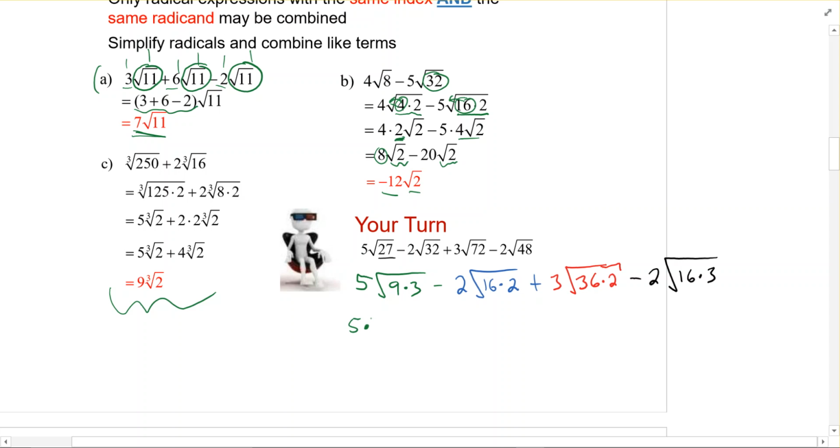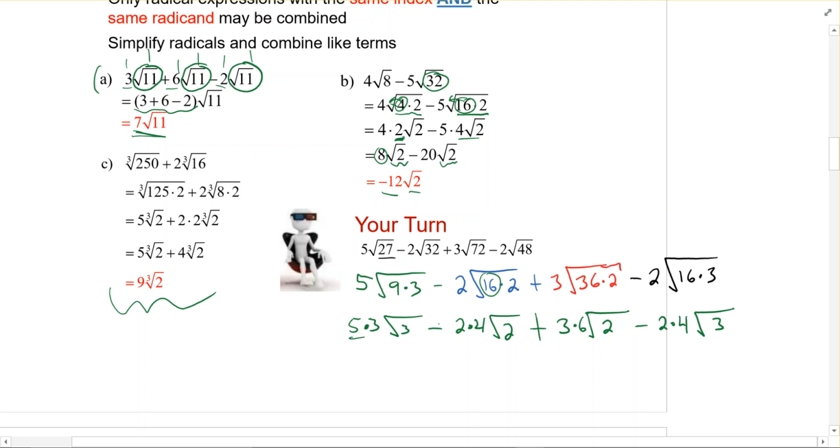5 times that 3 that's out there now, times root 3, minus the square root of 16 is 4, so I've got 2 times the 4 that I just brought out, and I have a 2 still under there, plus 3, oh, I forgot to write in different colors, oh well, times 6, because the square root of 36 is 6, times the square root of 2 that's still in there, minus 2 times, I'm going to bring out a 4, and now I've got square root of 3.